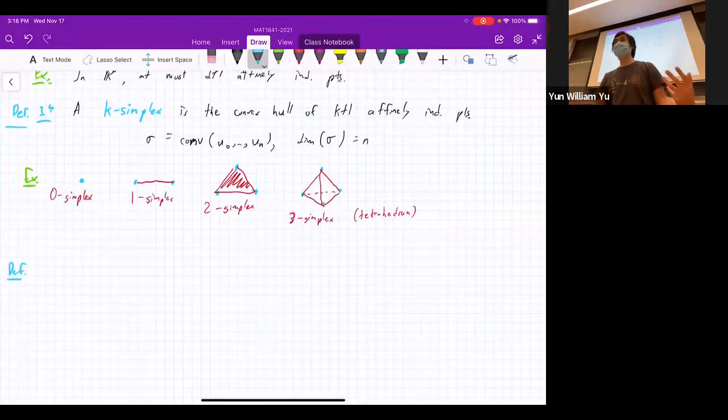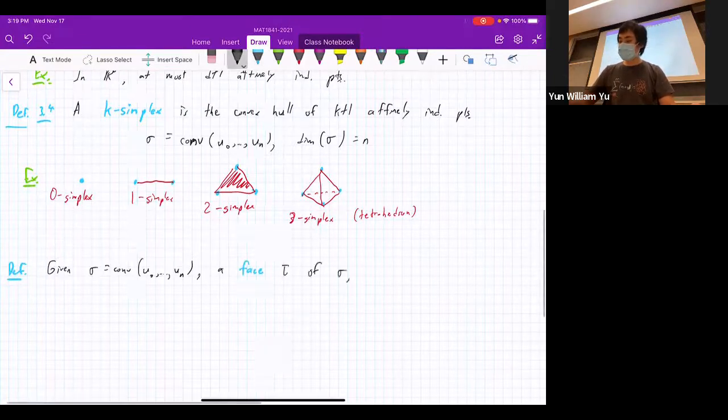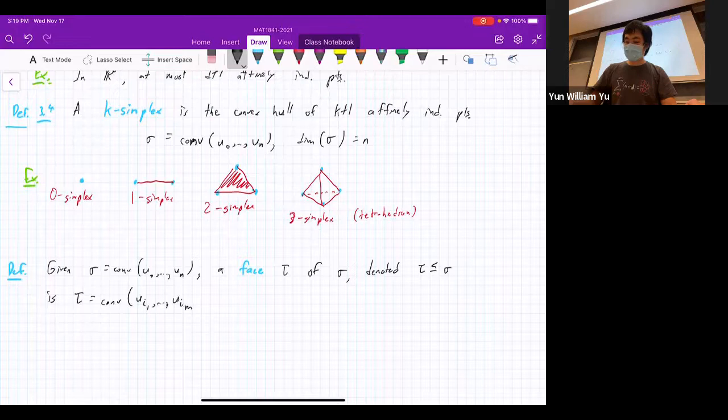And it's useful to talk about faces of these simplices. In fact, they'll turn out to be other simplices of lower dimension. So given sigma is the convex hull of u naught through u n, we'll assume that all these points are affinely independent for now. Obviously, if they aren't, then you just reduce your simplex to remove all the points that aren't affinely independent. A face, and I think I called these tau, a face tau of sigma, denoted tau less than or equal to sigma, is tau, which is a convex hull of some set of points u i1 through u im, where u i1 through u im is a subset of u naught through u n.